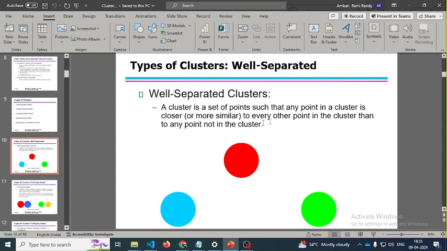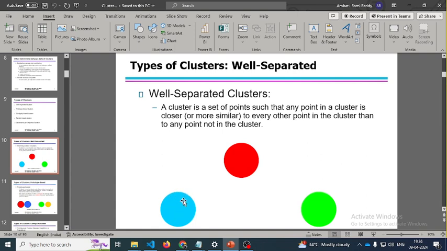So the first one is the well separated cluster. Here we have three different clusters with three different colors with circle shape. What does well separated cluster mean? A cluster is a set of points such that any point in a cluster is closer to every other point in the cluster than to any point not in the cluster. Inside this cluster, you may have several data points, and all these data points are closer to each other, or you may call it similar kind of data points.